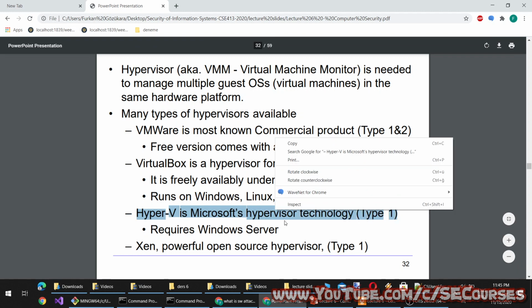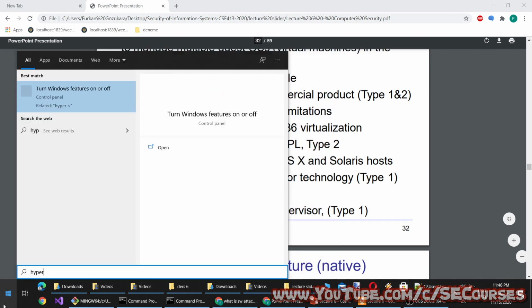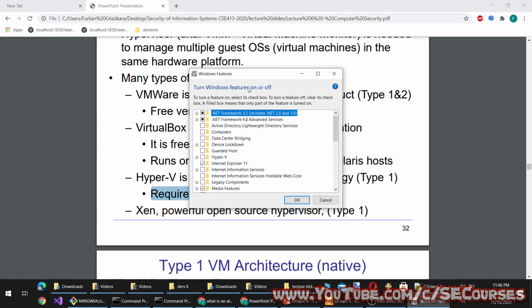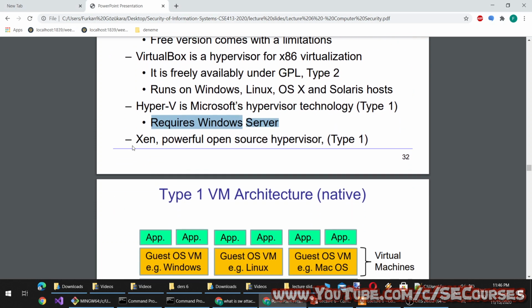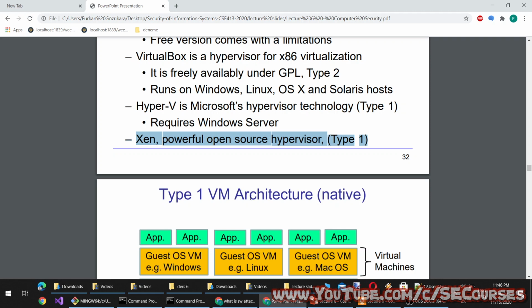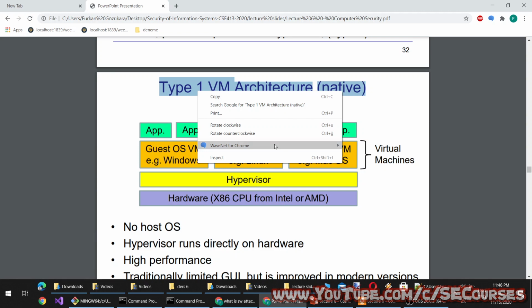And Hyper-V. Hyper-V is Microsoft's hypervisor technology, Type 1. It requires Windows Server. I think it is also available in Windows 10. Let's check it out on Turn Windows Features, and yes, on Windows 10 there is also the Hyper-V platform. Xen, a powerful open source hypervisor, Type 1. Okay, so Type 1 is, you see, native.